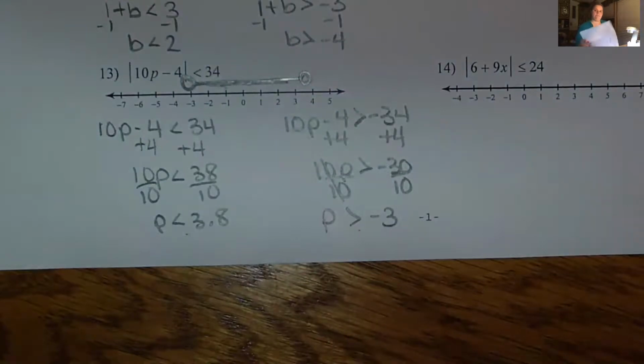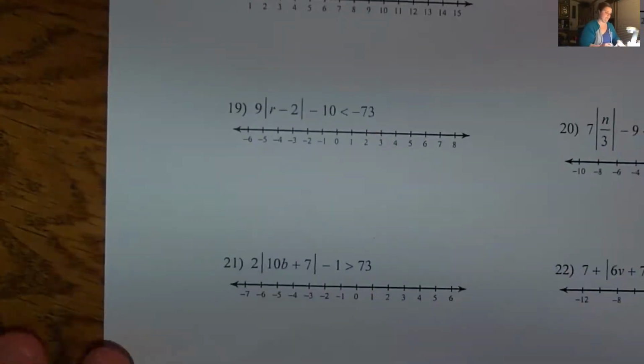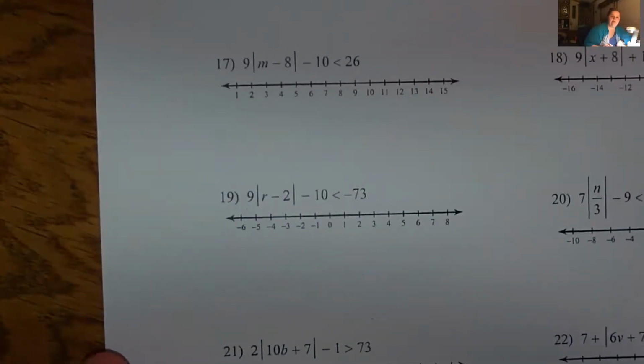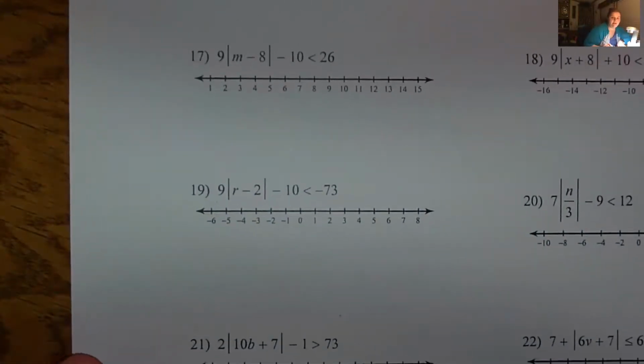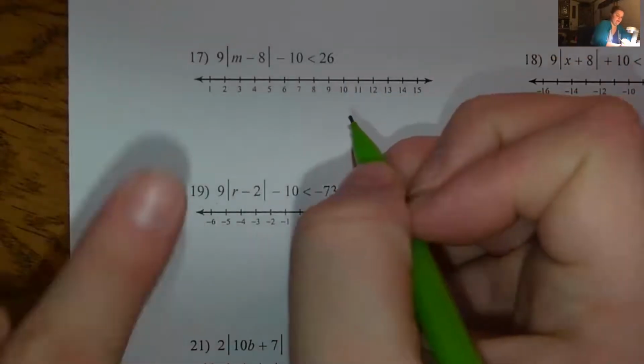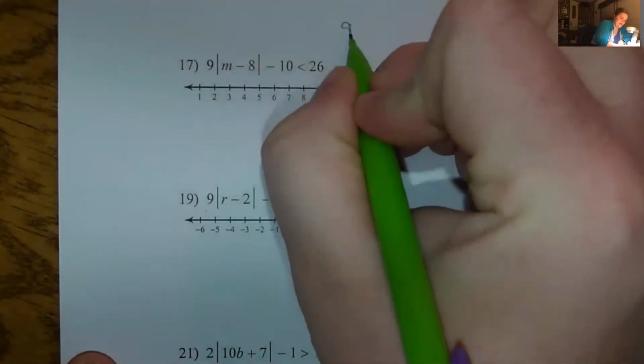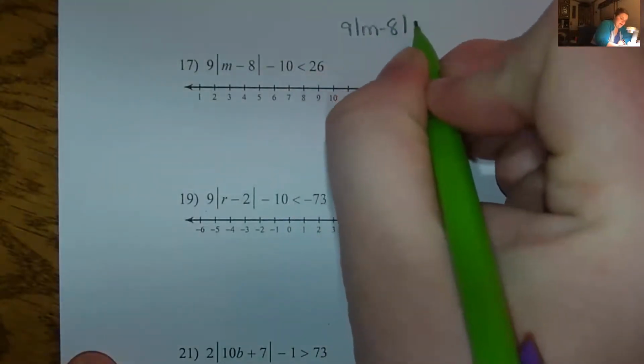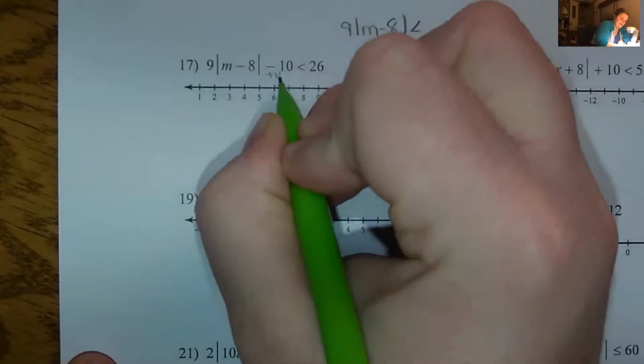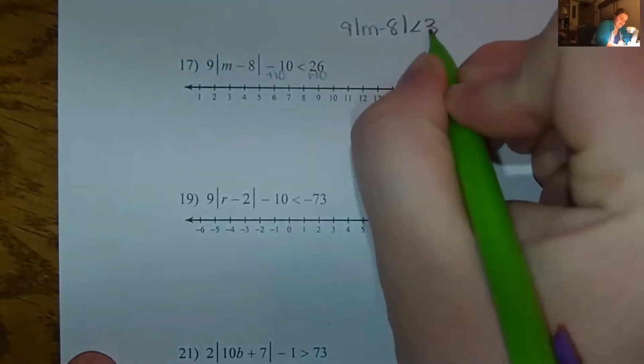Okay. Just because I feel like we need to, we'll go through probably 3 more. 17, let's look at that one. Is the absolute value by itself? No. So cover up that, I have to add that 10 over. So I have 9 absolute value, m minus 8 is less than, if I add 10, that's 36.